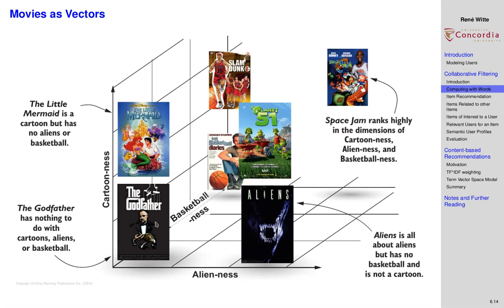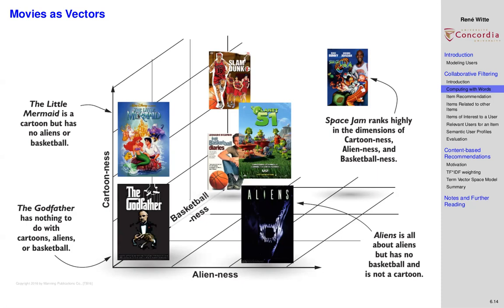For example, if we take the movie The Godfather, it has no aliens, no cartoons, nothing about basketball. So it's going to sit at 0, 0, 0 in the vector space. If you look at the movie Aliens, it has a lot of aliens, so it's going to sit very high on the alien dimension. But it has no cartoons, so it's going to be at 0 on the cartoon scale, and 0 in the basketball dimension.